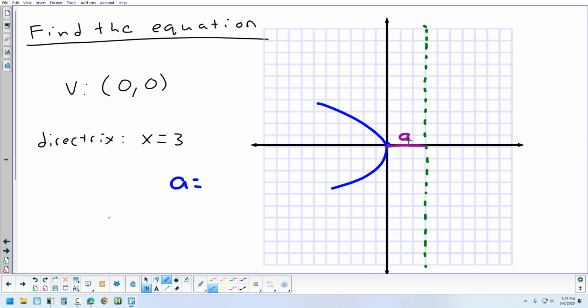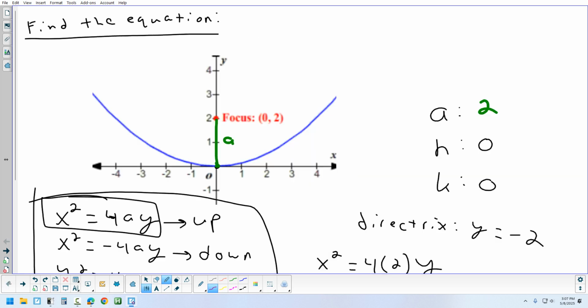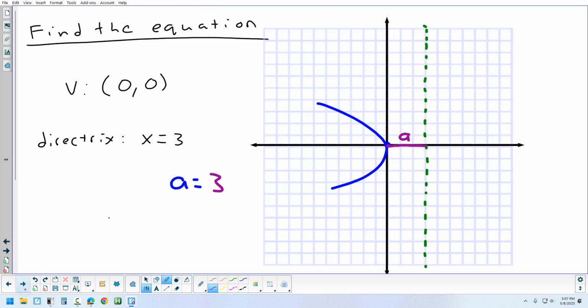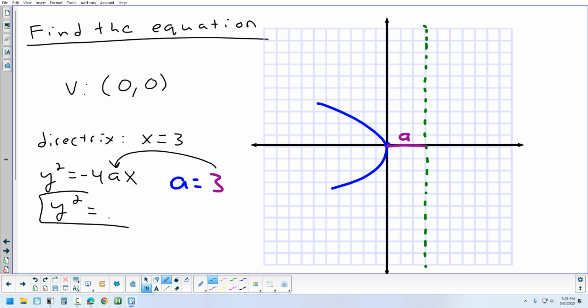So what is a in this case? 3. Okay. So now we need to fill that in, but we have to pick the correct equation. What's the equation of a parabola that opens to the left? y squared is negative 4ax. And we're going to fill in what for a? 3. And when you do that, what will it simplify to? y squared is negative 12x. Yes.